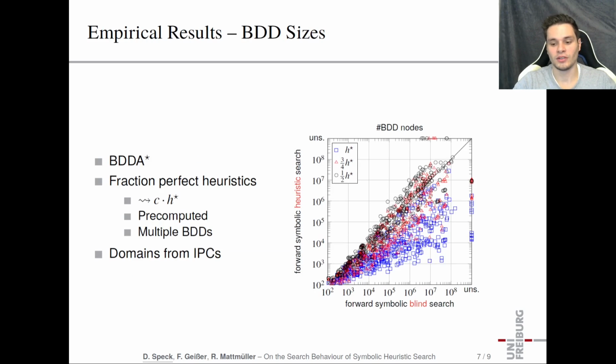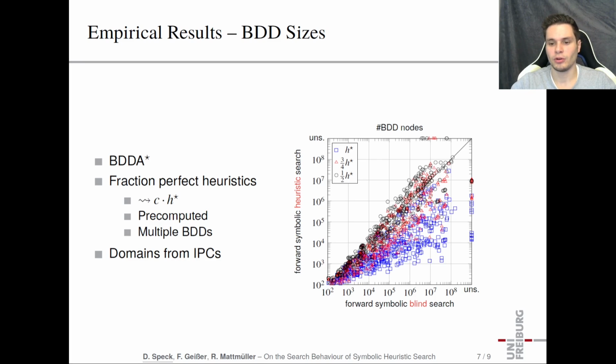So we also looked at empirical results. Does this theoretical result also carry over empirically? For that we used BDDA star and some fraction heuristic, so basically the perfect heuristic multiplied by some constant, and we used different domains from the IPC. Here on the right hand side you see the cumulative size of the BDDs we obtained during a forward search, with blind search in blue on the bottom axis, and heuristic search on the left axis.